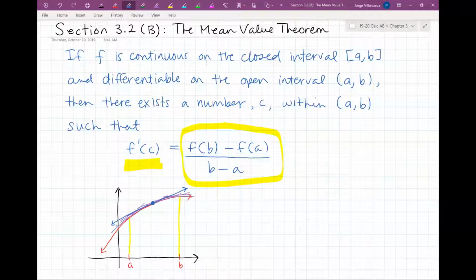The idea of the mean value theorem is to find your average slope between a certain interval. So that's the f of b minus f of a over b minus a. And then on the left side, you take the derivative of your function and solve for x. Whatever x is, that's the point where your average slope occurs. So we're trying to find the point where our average slope occurs.